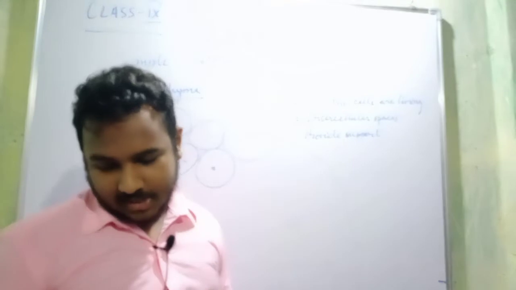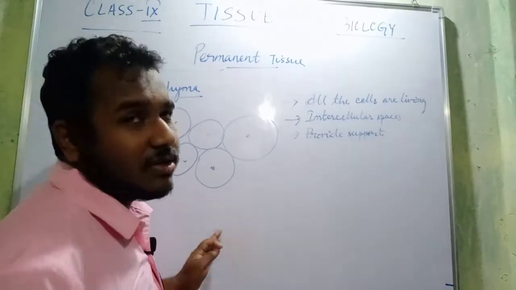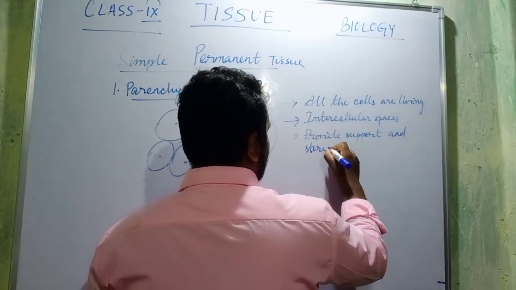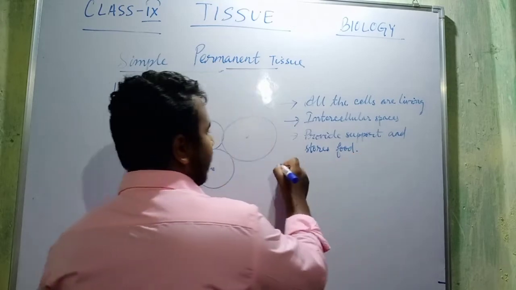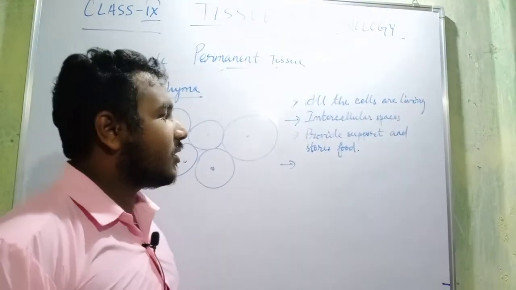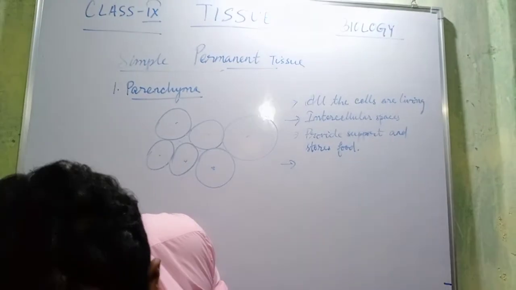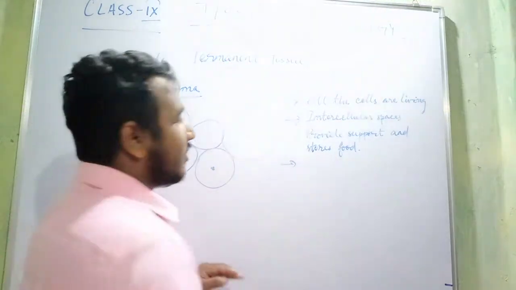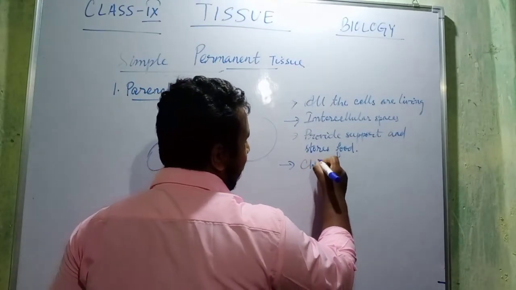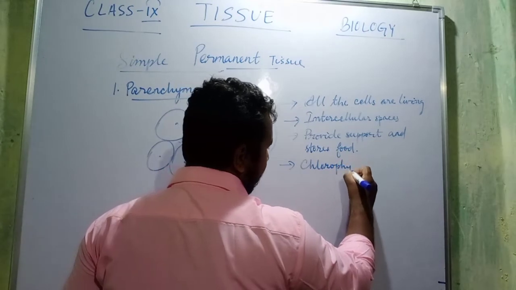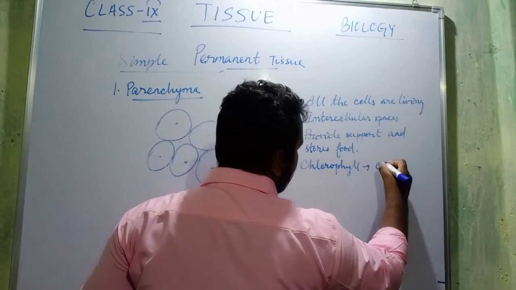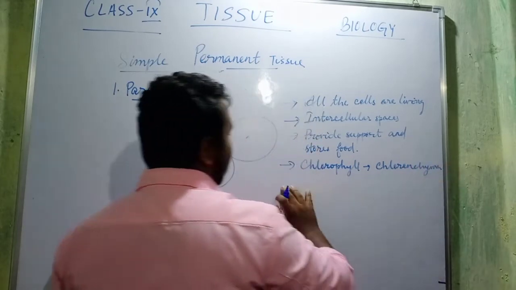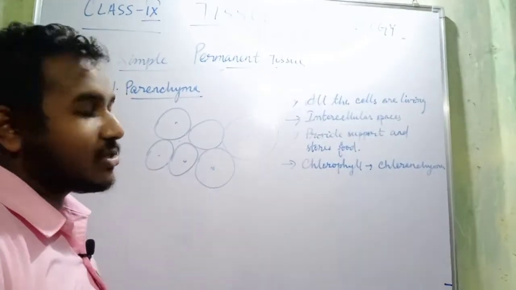How the plant is standing still, it is providing the support, and it also stores food. It provides support, then also stores some amount of food. Now, some parenchyma which have chlorophyll are called chlorenchyma. This is an important term. The parenchyma which have chlorophyll are called chlorenchyma.